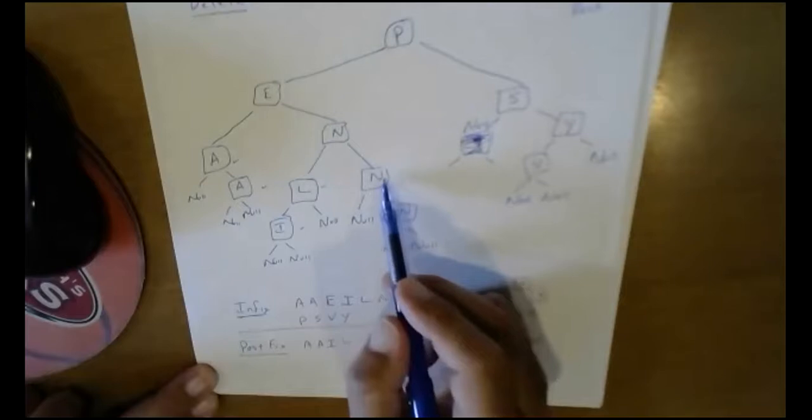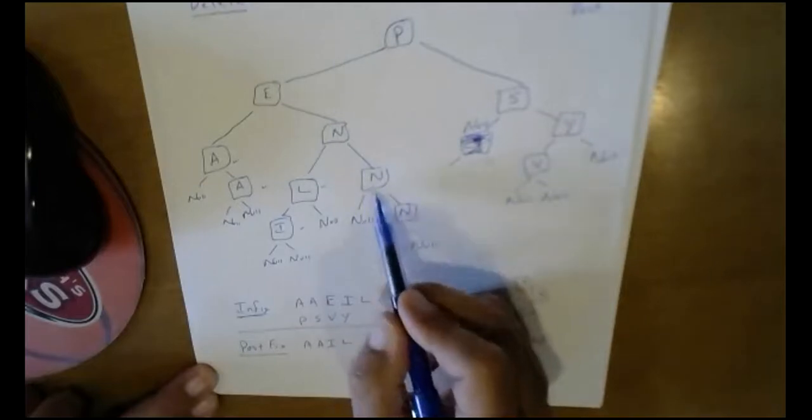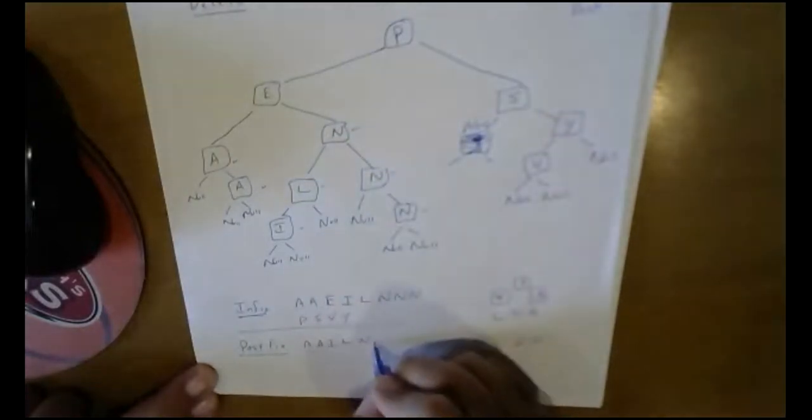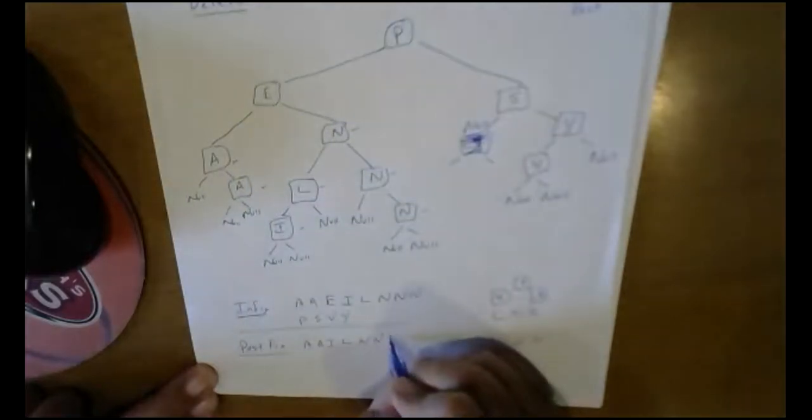Coming down, I hit his right. I check left. I check right. I get node. I took care of this guy's left. I took care of his right. So I come back to the node. I took care of this guy's left, his right. I come back to the node.